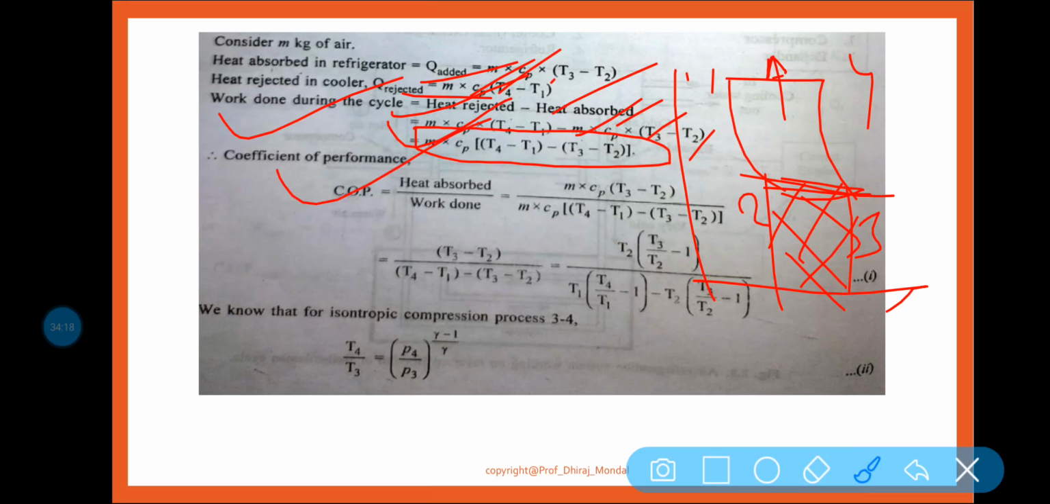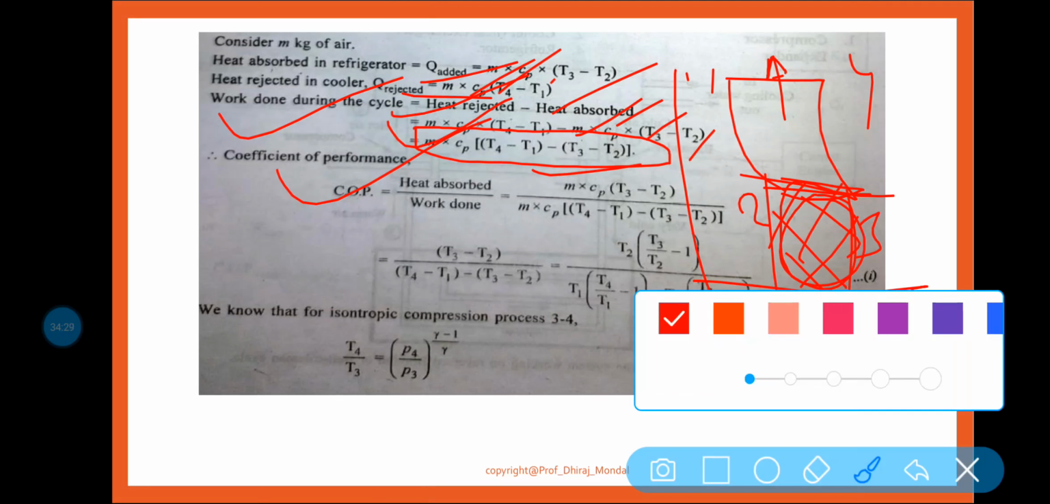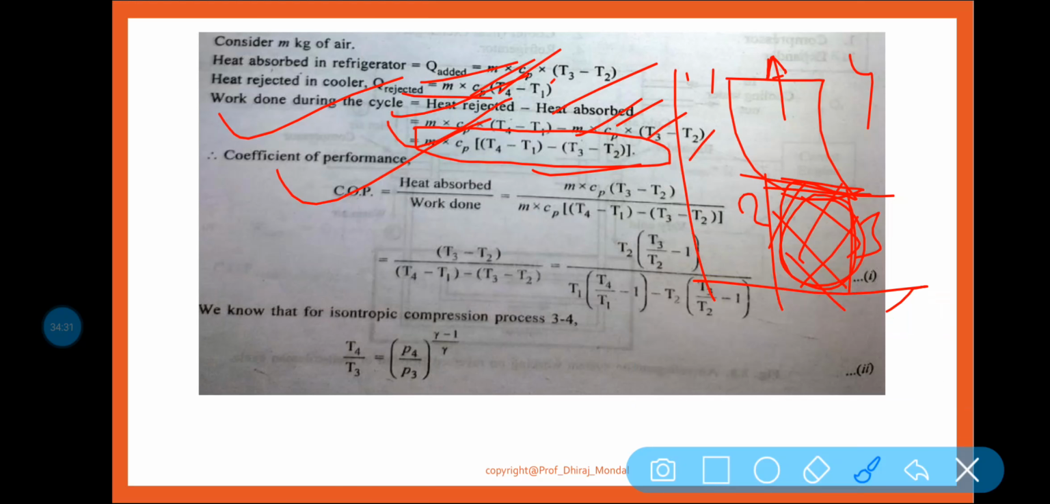Now the coefficient of performance is heat absorbed by work done or work input. So mcp delta T is your heat absorbed, absorbed means mcp (T3 minus T2). Clear? Next, mcp will be cancelled out. So T3 minus T2 by (T4 minus T1) minus (T3 minus T2), and ultimately if I take T2 common here and T1 common here, then this is your equation number 1.